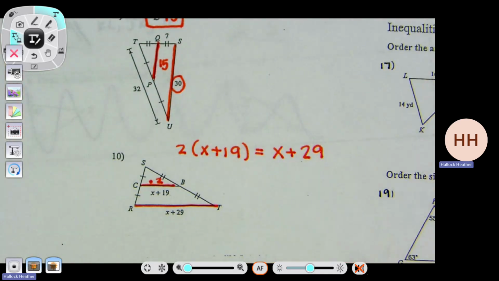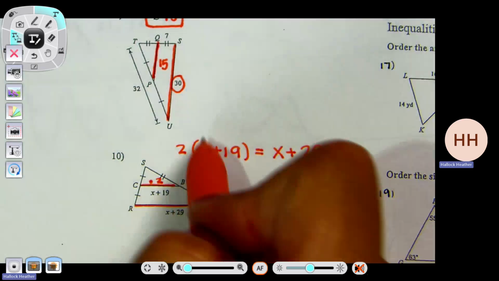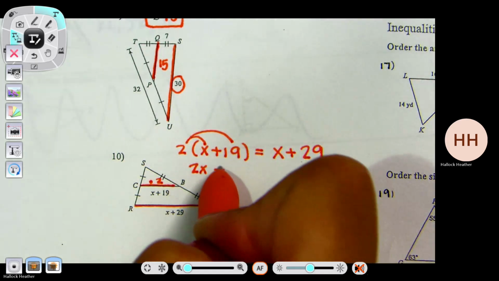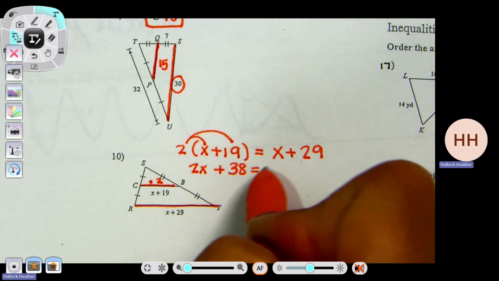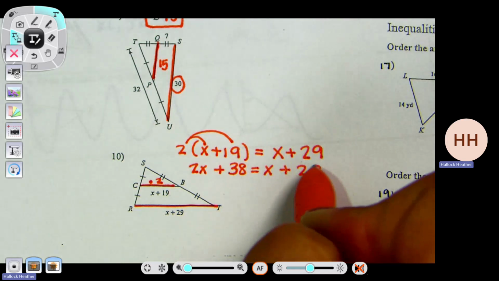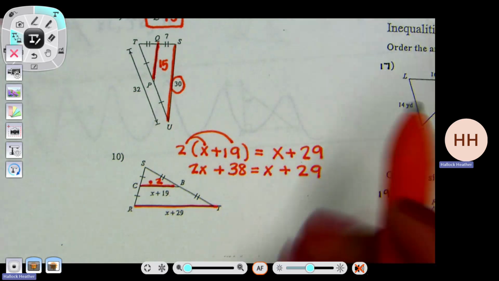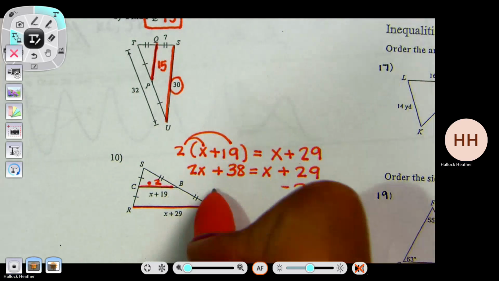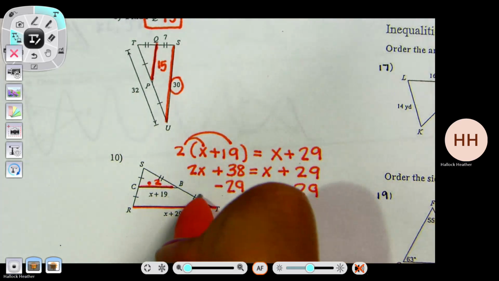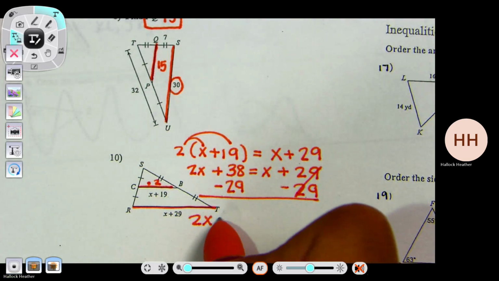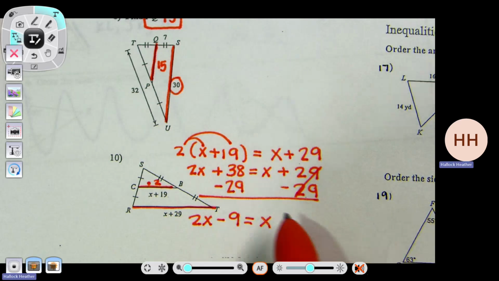So distributive property, I got to get rid of my parentheses. So I'm going to use multiplication to bring the 2 in. 2 times x is 2x, plus 38 equals x plus 29. Now it's a normal solving problem. Do you want to minus 29 or minus 38? Let's do the 29 because it's smaller. Hopefully not have negative. So I'm going to minus 29. Close, but not close enough. It's not 9.